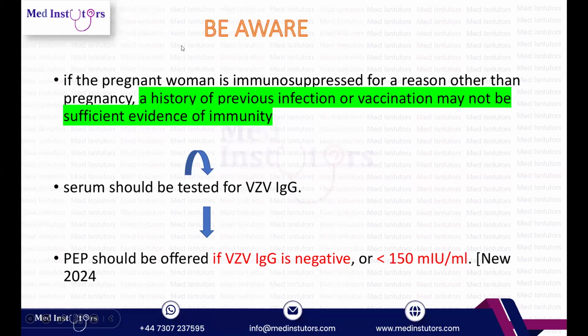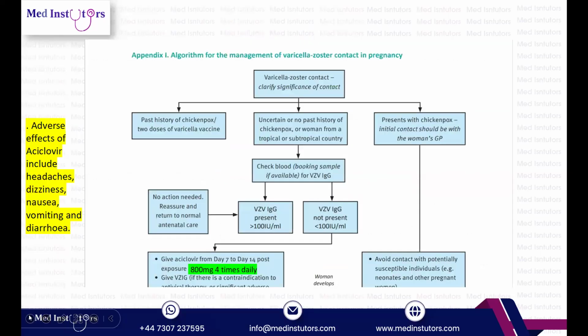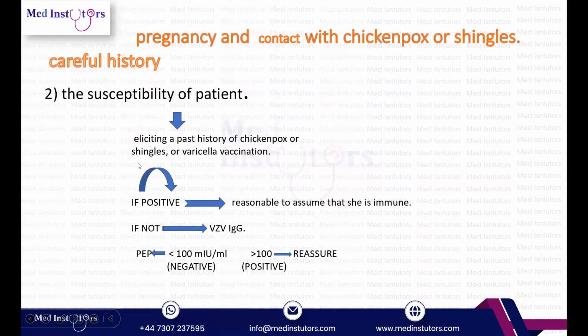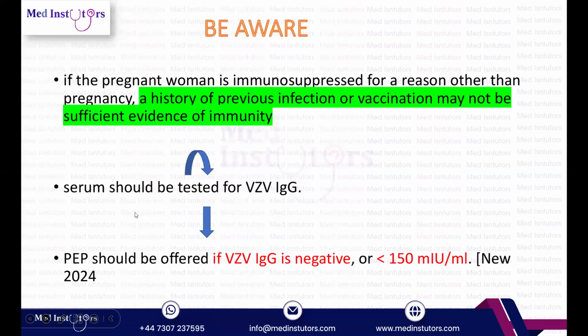Now, this is an important slide. Though we understand these levels and everything were for the people who were immunocompetent, we have to consider immunocompromised people as well. If a pregnant woman is immunosuppressed for any reason other than the pregnancy, either previous history of infection or vaccination may not be sufficient evidence of her immunity. We need to go and check her varicella zoster virus IgG serum levels as well.